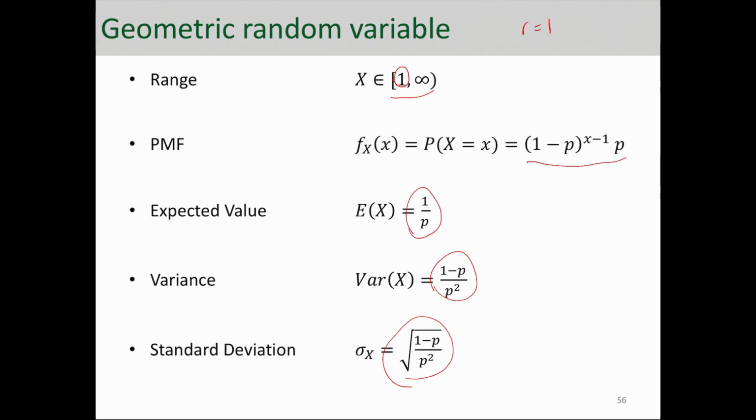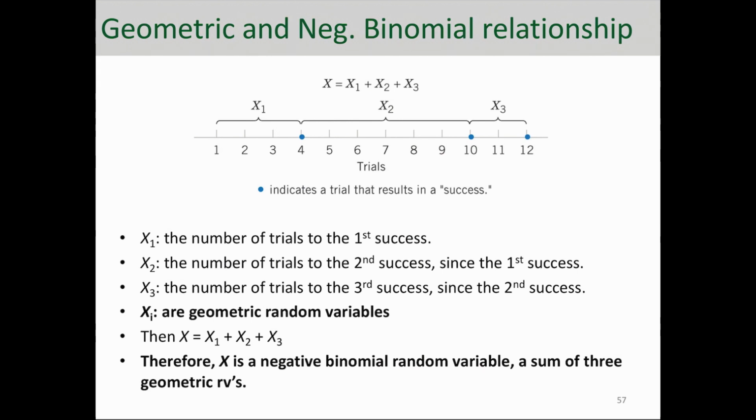So let's study the relationship between geometric and negative binomial. Besides the fact that r is equal to 1, let's say that x1 is the number of trials to the first success. For example, the number of trials until you get to the first success. The first success occurs on the 4th trial. So that is x1. It's a geometric random variable, right?